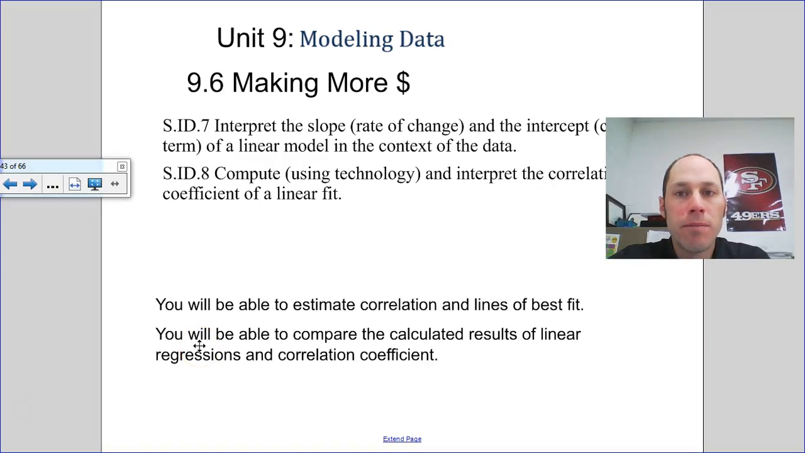Let's continue our unit on modeling data. 9.6 is called Making More Money, where we're going to take a look at some scatter plots, comparing how much men and women earn, and we're going to estimate their correlation coefficients and their lines of best fit. And we'll also compare the calculated results of those linear regressions and the correlation coefficient to help us make predictions.